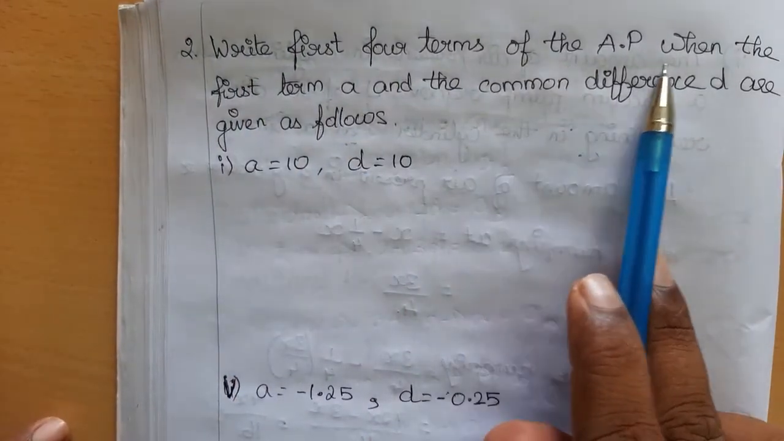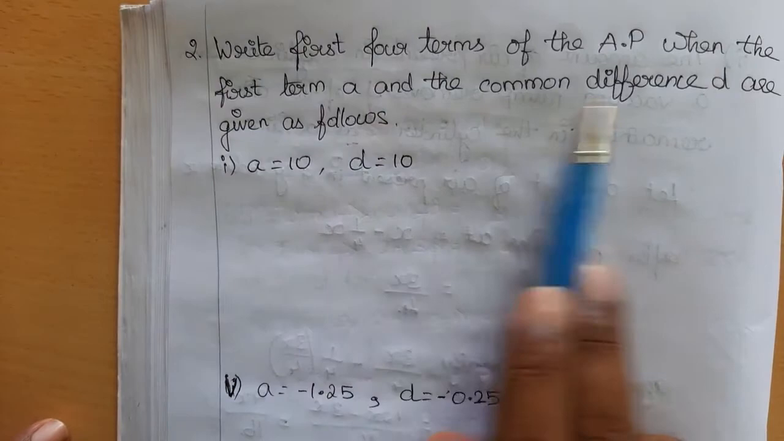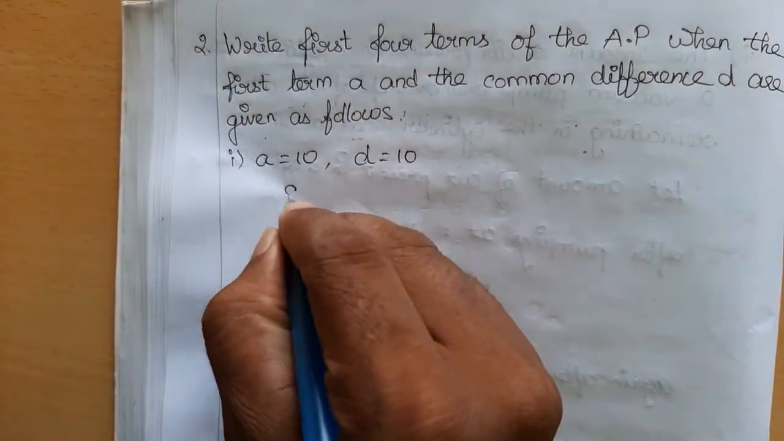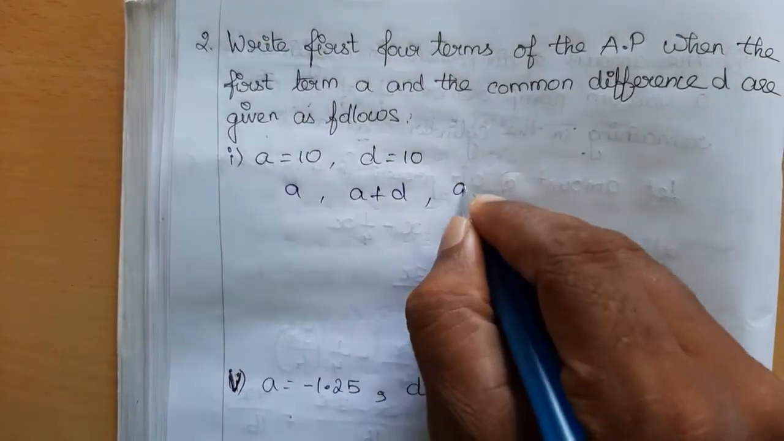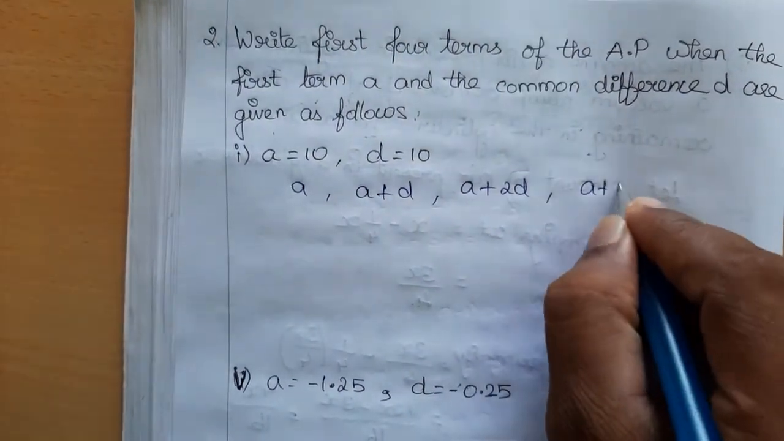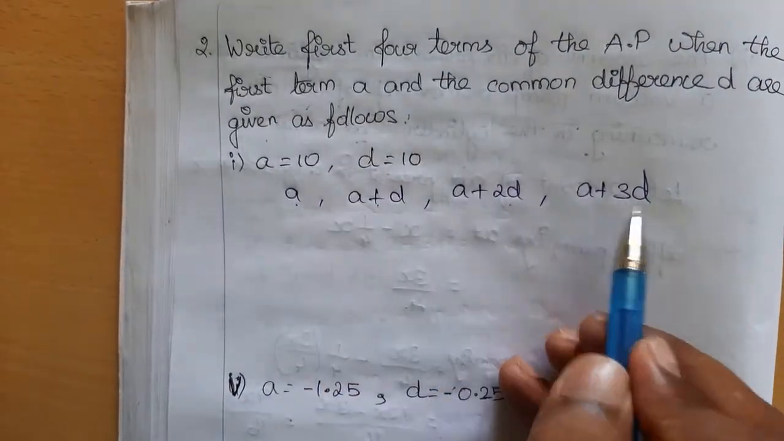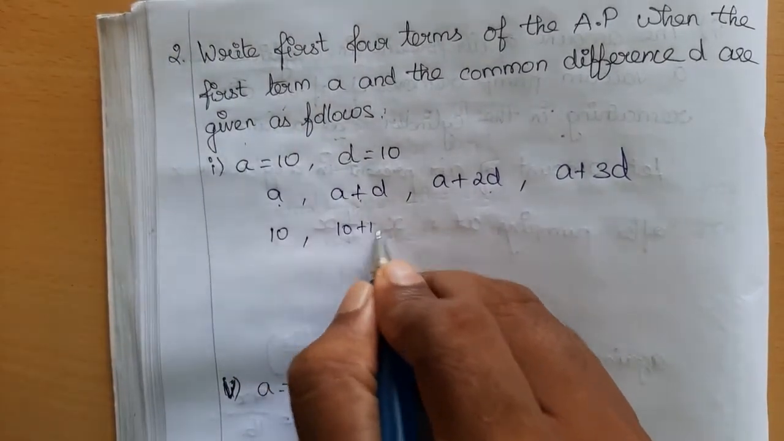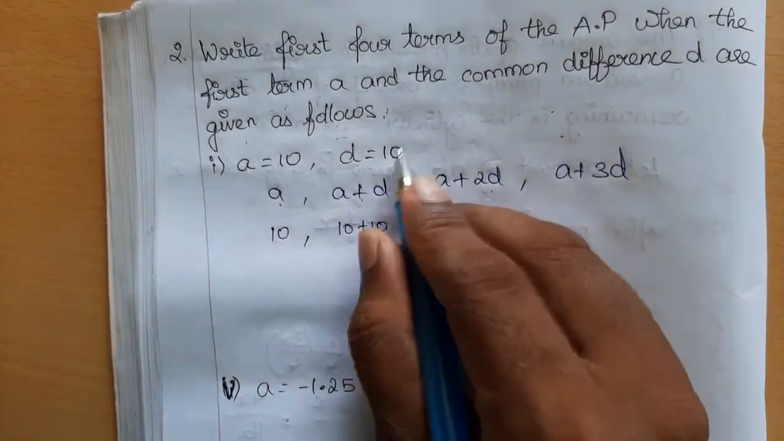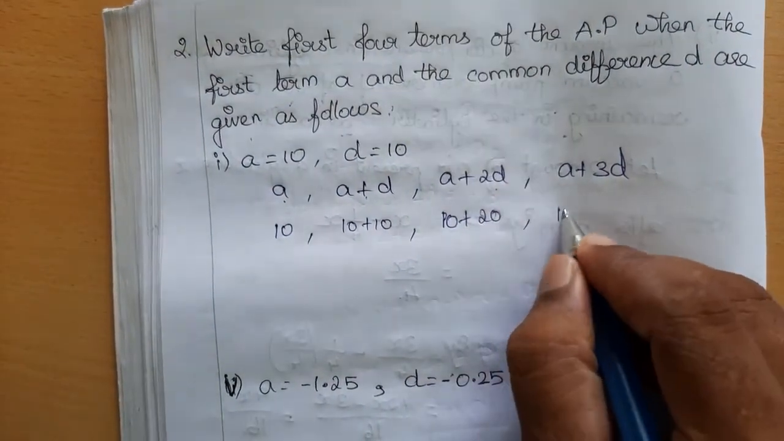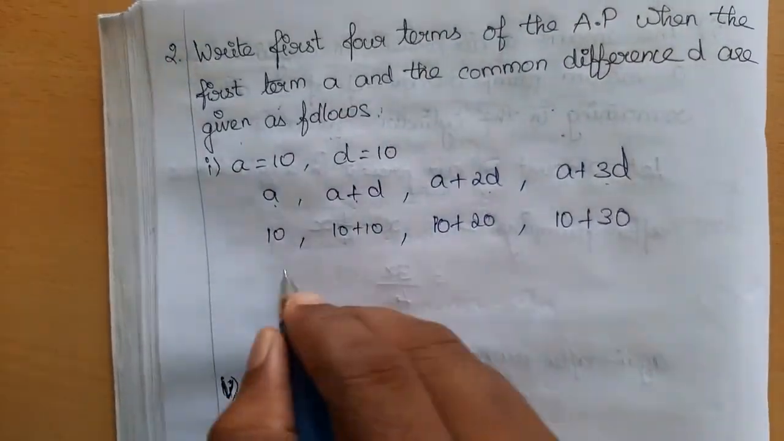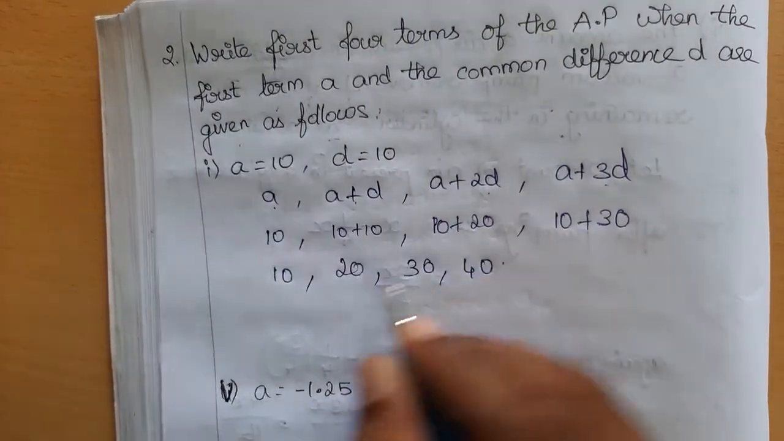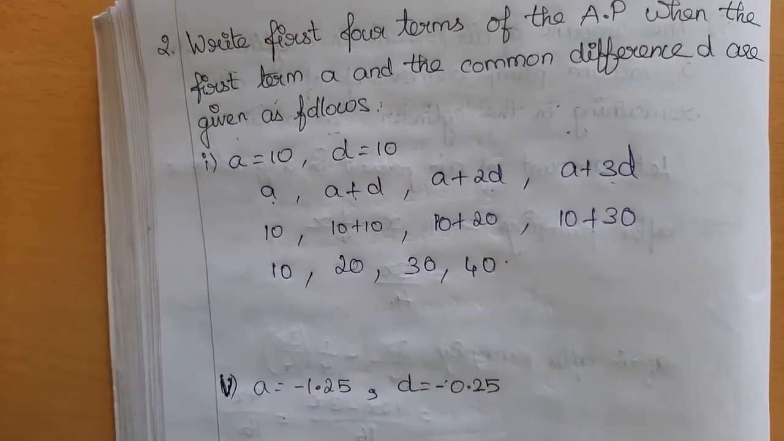Write the first four terms of the AP where the first term A and the common difference D are given as follows. They are asking for the first four terms. We know the general terms, right? A, A plus D, A plus 2D, A plus 3D. These are the four terms, right? First, second, third, fourth. So A is 10, and A plus D is 10 plus 10, and A plus 2D is 10 plus 2 into 10, 20, and 10 plus 3 into 10, 30. So the sequence is 10, 20, 30, 40. These are the first four terms of the given AP.